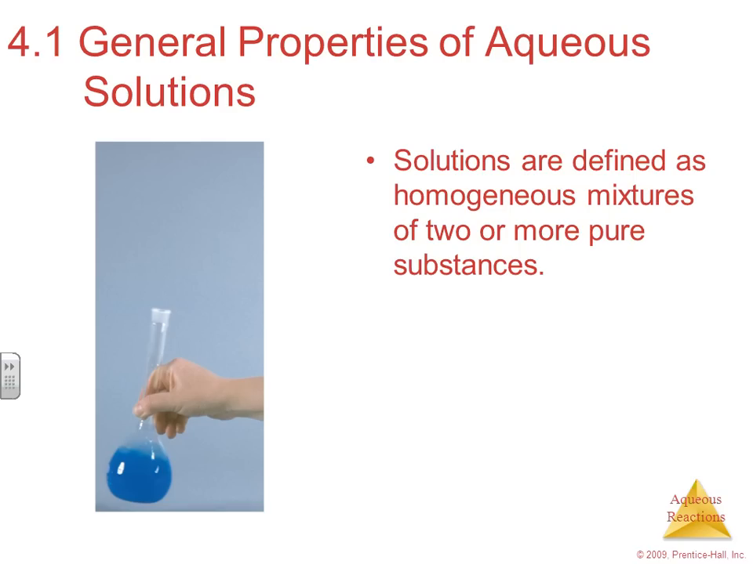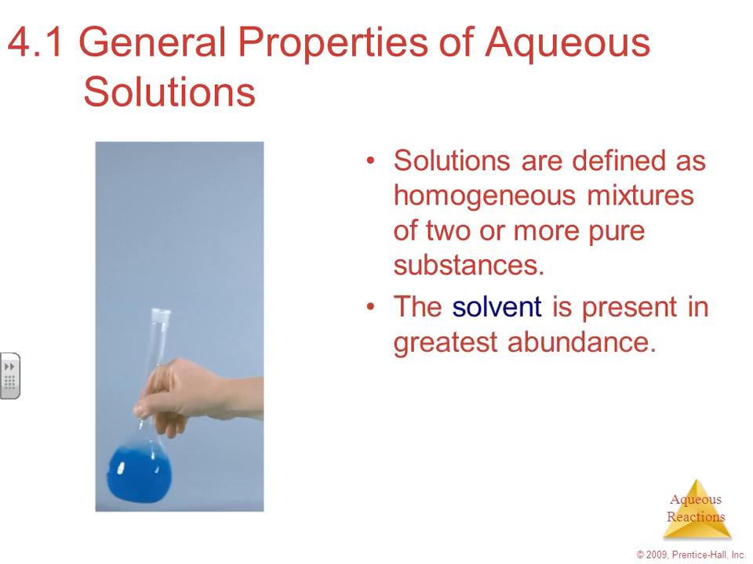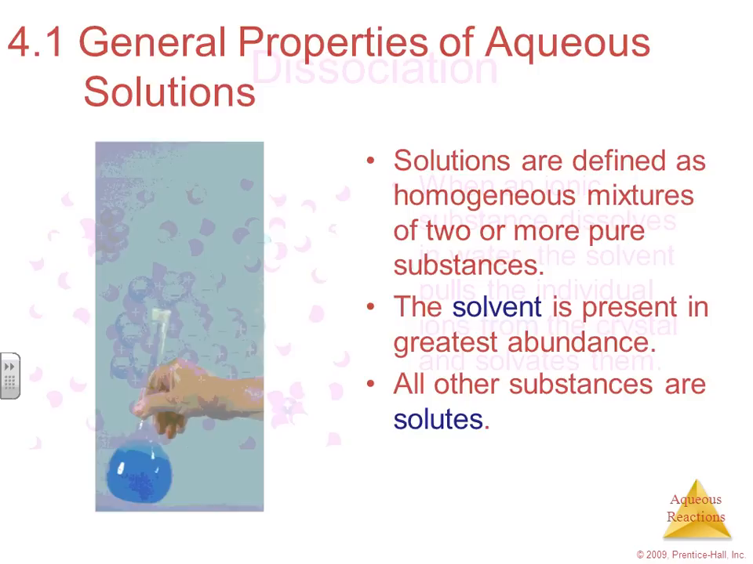Now, solutions are defined as homogeneous mixtures of two or more pure substances. The solvent is present in the greatest abundance, and all other substances would be solute. Now, if you go back to what you were probably told in middle and elementary school, the solvent does the dissolving, the solute gets dissolved. That's an oversimplistic view. It would be true that when you have a smaller quantity going into a larger quantity, it's going to disperse more. So that simplistic viewpoint does sort of work, but the easier way to look at it is solvent is there in greatest abundance and all others would be considered solute.